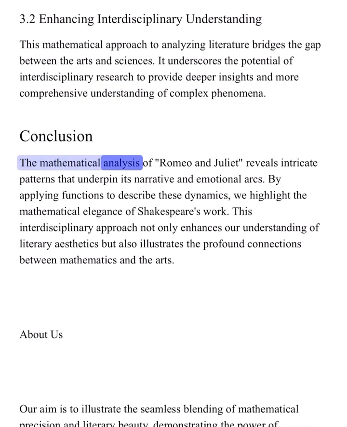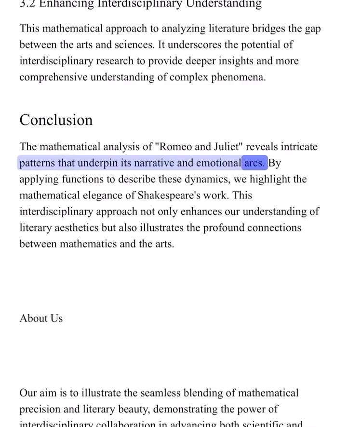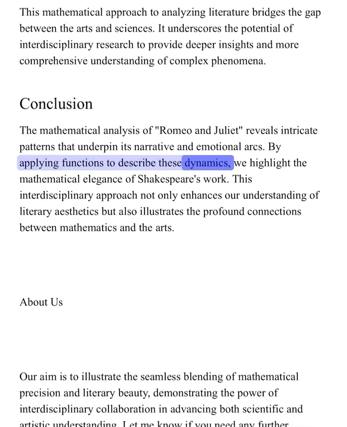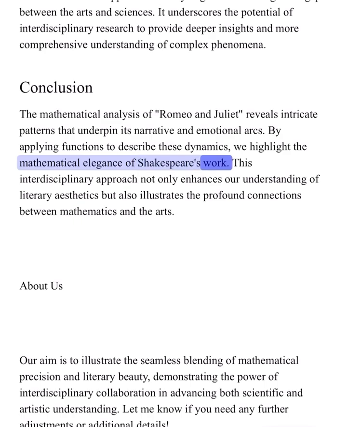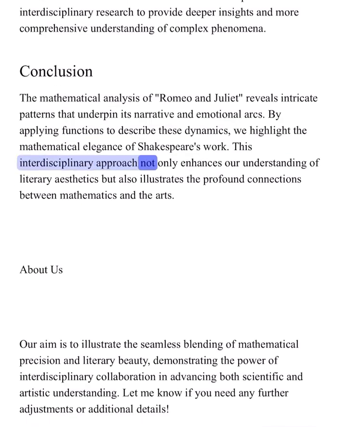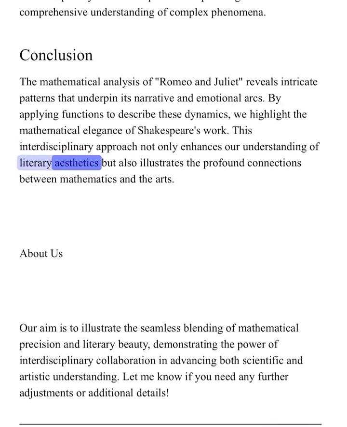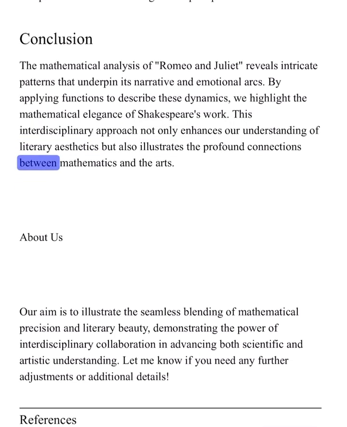Conclusion. The mathematical analysis of Romeo and Juliet reveals intricate patterns that underpin its narrative and emotional arcs. By applying functions to describe these dynamics, we highlight the mathematical elegance of Shakespeare's work. This interdisciplinary approach not only enhances our understanding of literary aesthetics, but also illustrates the profound connections between mathematics and the arts.